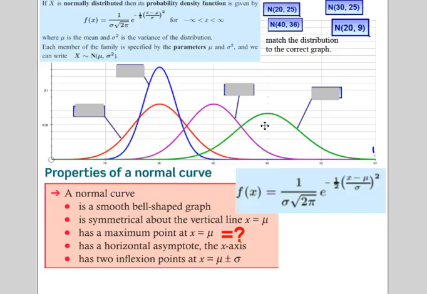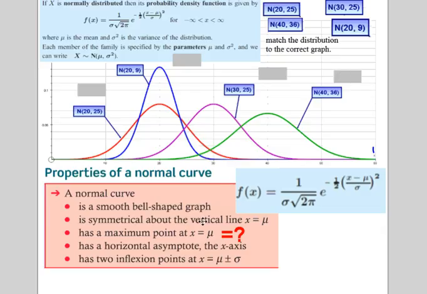Pause the video and see if you can match up the distributions with their graphs. Well, we can see 2 distributions that have mean 20 and different variances. And remember, the bigger the variance, the more spread out the data. So it shouldn't come as any surprise that these are as follows, because the red graph, the data is more widely spread out than the blue. And these have means 30 and 40 respectively.